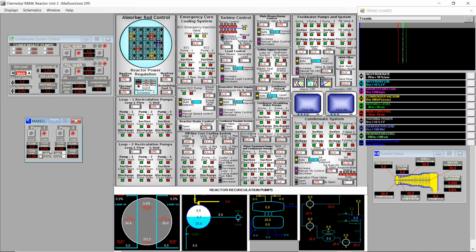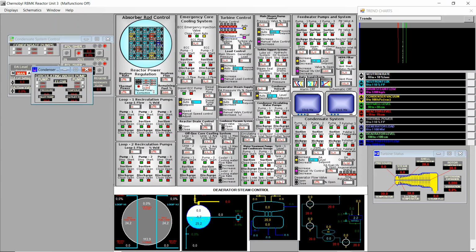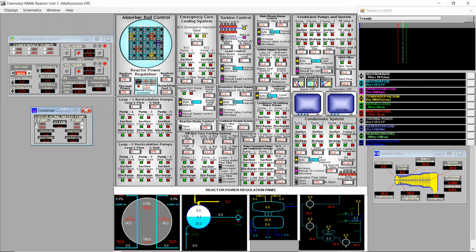So if the reactor levels and everything are fine, I turn on the 2 feed pumps. Sorry, these are water treatment pumps, not feed pumps. Then I turn on the 2 condensate pumps.